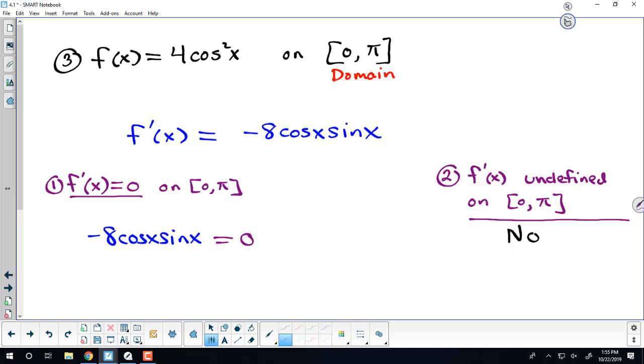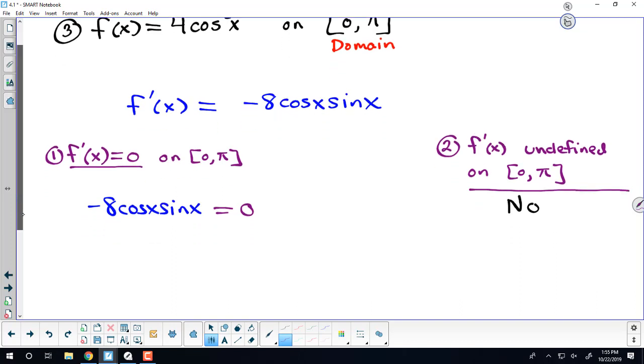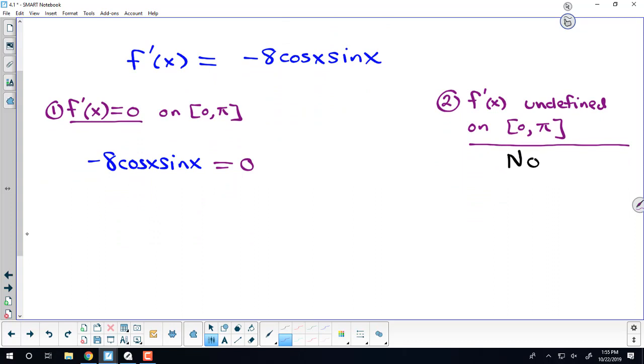Where does cosine times sine equal 0? Like, on the unit circle? Yeah, right. So you've got 3 things that are multiplying to give you 0: the negative 8, the cosine, and the sine, right? So since those 3 things are multiplying, giving us 0, we can say that it's 0 when each one of those is 0. So when does cosine x equal 0, and when does sine x equal 0?